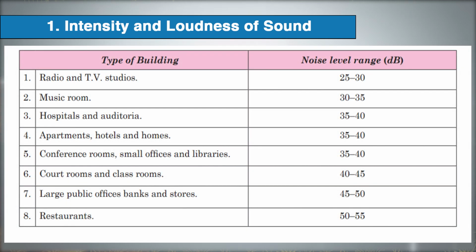For example, radio and TV studios noise level range would be 25 to 30 decibel. If there is a music room, then noise level range would be 30 to 35 decibel. If there is hospital and auditoria, then noise level would be 35 to 40 decibel. And if there is a restaurant, the noise level range would be 50 to 55 decibel.